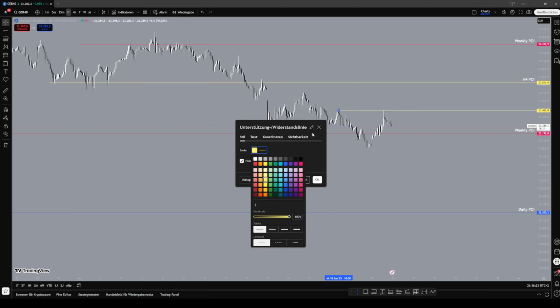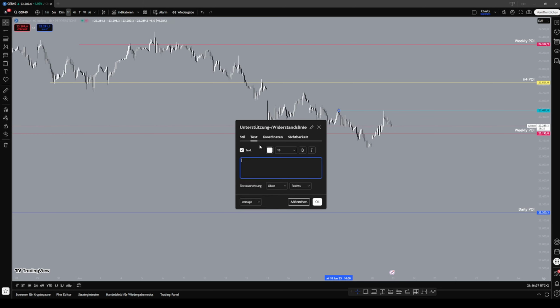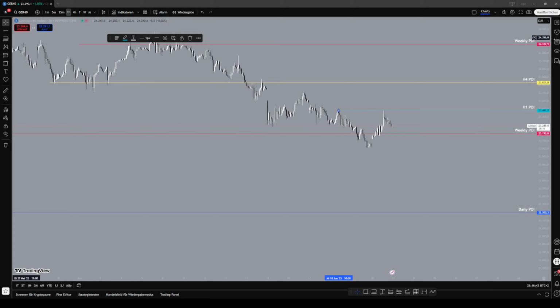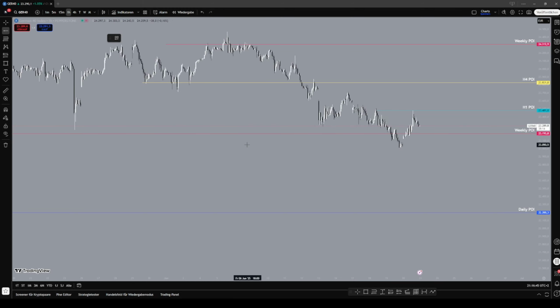So the last color I'm using, and let's see, I think I take green, and it's not very visible on my gray background, so I will use this blue one, and will add the H1 POI comment, and will also draw, I think, a second line over here that was also a POI.